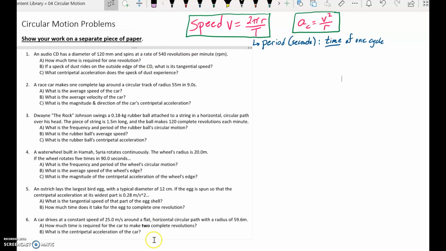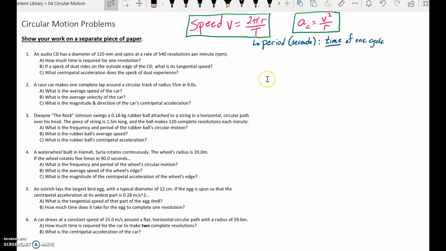And here are the 6 problems that we'll look at today. I will walk you through problem 1 as an example, and then your homework is to work on 2, 3, 4, 5, and 6 to discuss at the beginning of our next class. All right, so please make sure you show your work on a separate piece of paper, following along with the steps that I'm about to do here for question number 1.